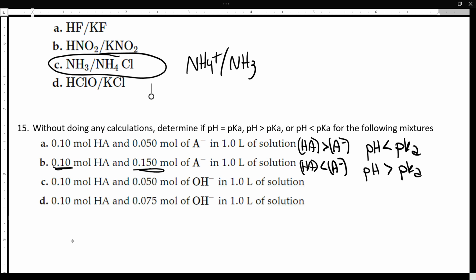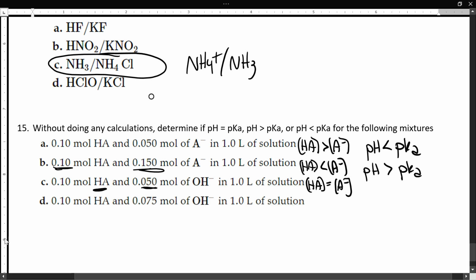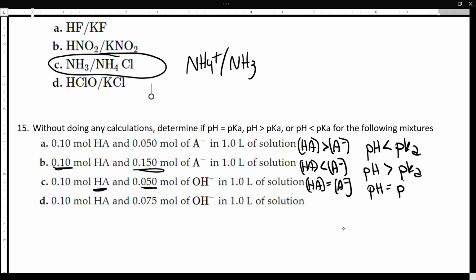And in this case, here we've got a little titration happening. So we've got 0.1 moles of HA, and you added half as much hydroxide. So what you'll end up with here is half of your HA will turn into A minus. So you'll have equal amounts of your weak acid and the conjugate base. So the pH is going to be equal to the pKa.